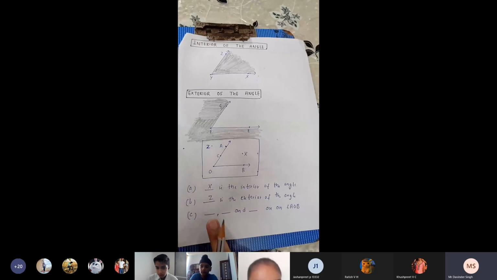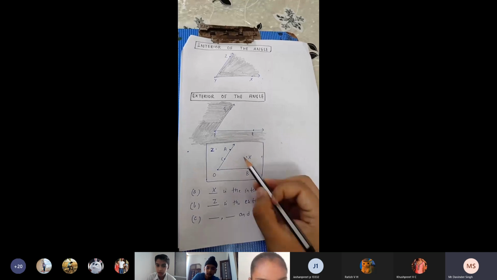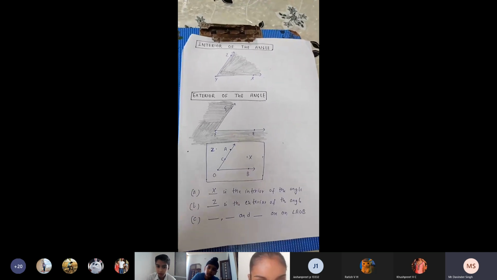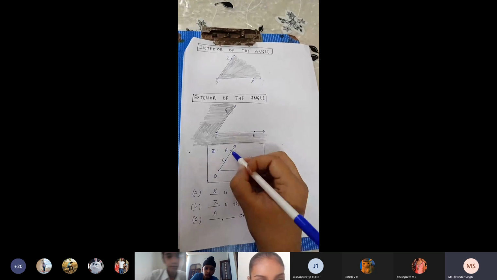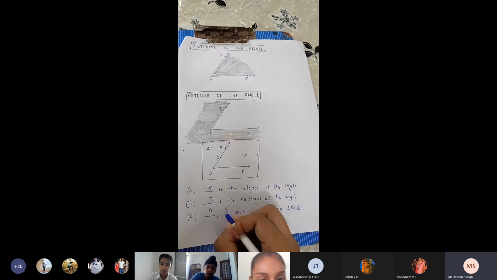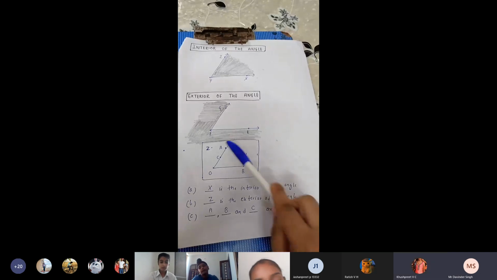And third one is dash, dash and dash are on angle AOB. Now, which of the points are on angle AOB? You can see A is also on the angle. B is also on the angle. And C is also on the angle. A, B and C or A, C and B. These 3 points are on the angle.